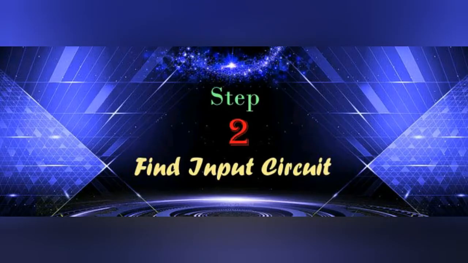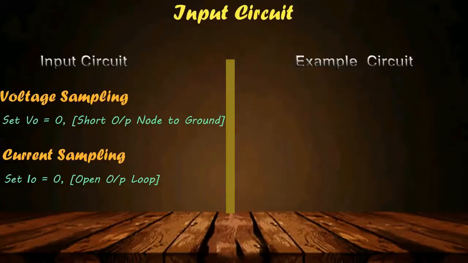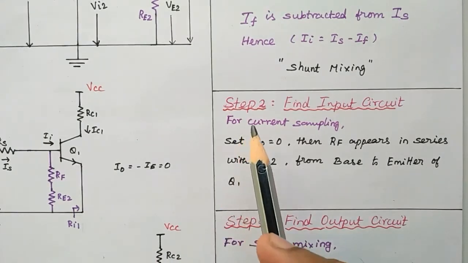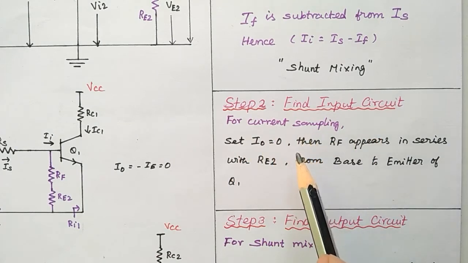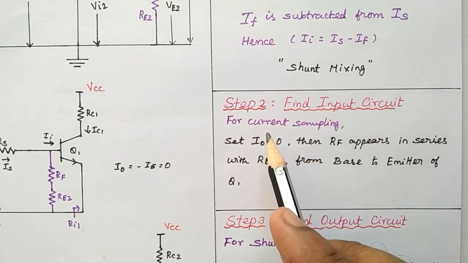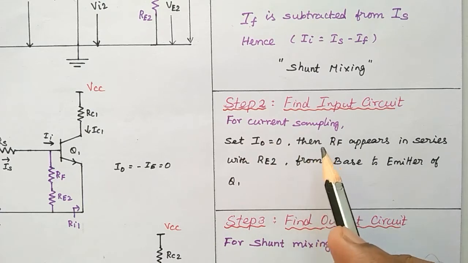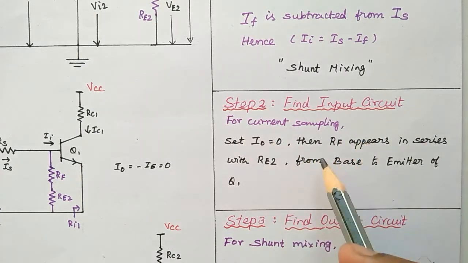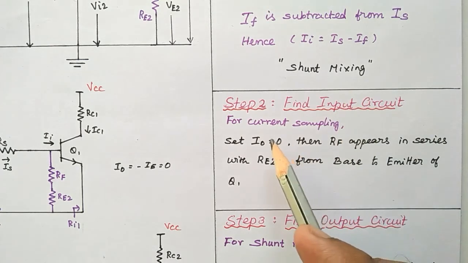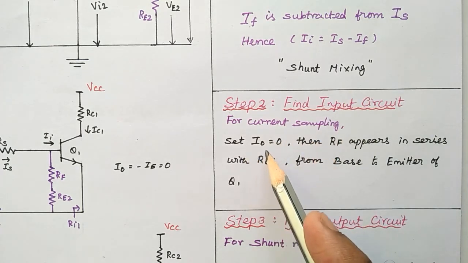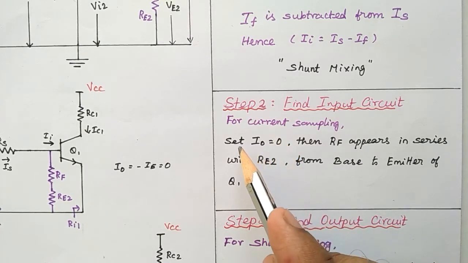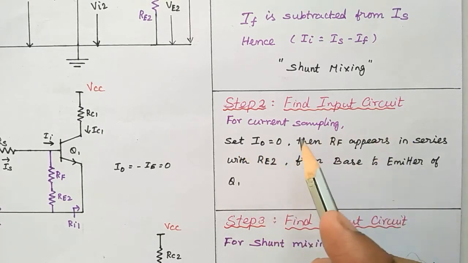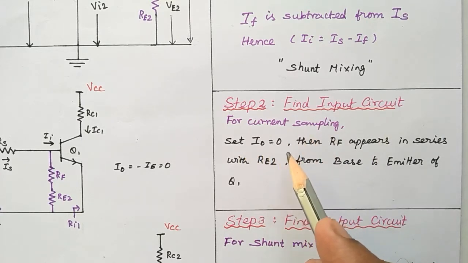Step 2, finding the input circuit. For that, we have to follow some steps. If it is current sampling, we do some operations. If it is voltage sampling, we do other operations. But we have identified that the amplifier is of current sampling. Hence, as we did in step 1, we set I0 equal to 0, that means opening the output current loop.